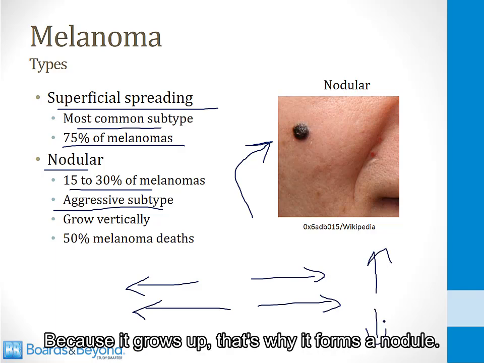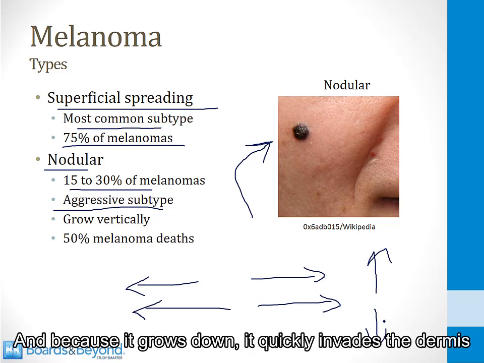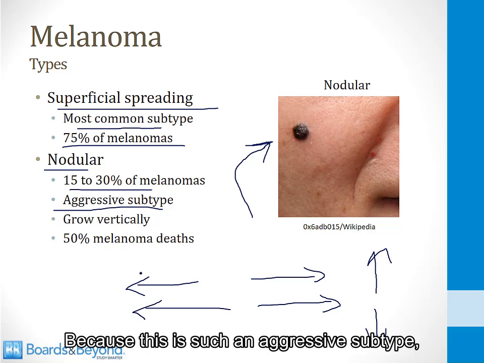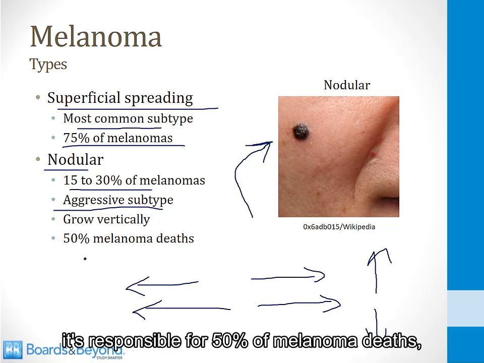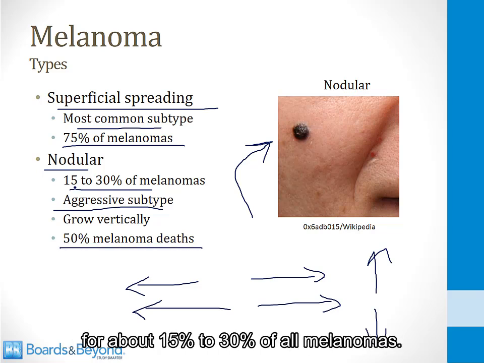Because it grows up, that's why it forms a nodule, and because it grows down, it quickly invades the dermis and often metastasizes. And because this is such an aggressive subtype, it's responsible for 50% of melanoma deaths, even though it's only responsible for about 15 to 30% of all melanomas.